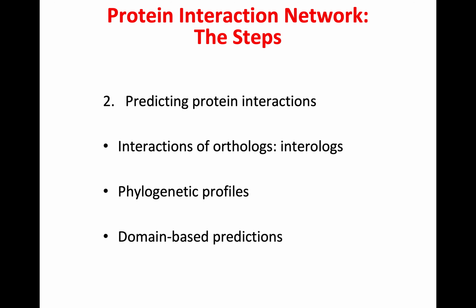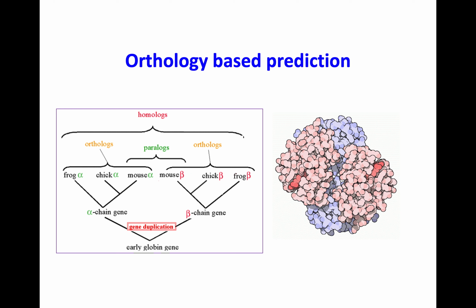Second step is, of course, predicting the protein interactions. So whether interactions of orthologs or interologs, another one for you, phylogenetic profiles, and also domain-based predictions. So for orthology-based predictions, I asked you in the previous video what the differences are between homology, paralogy, and orthology. So you should know them by now. And looking at this, I hope that it would jog your mind. So all of them are homologous.